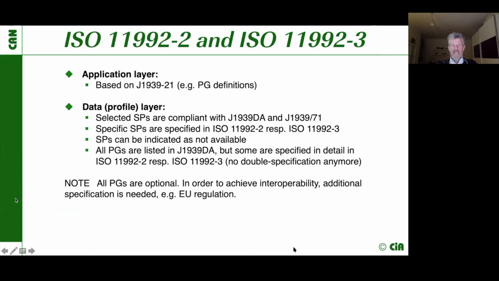The application layer is completely based on what is described in J1939-21. The data profile uses selected suspect parameters from the J1939 digital annex. And there are specific suspect parameters only specified in the ISO documents. All the suspect parameters mapped to a parameter group can be indicated as not available. So this means you would be compliant to the ISO 11992 standard if you implement nothing, just the parameter groups. And in all the parameter groups, you say this parameter is not available. This is still compliant to the standard. So the statement that you're compliant to ISO 11992-2 or -3 doesn't say anything. Therefore, we need the regulations in the world to regulate what parameters you have to support and which are optional.